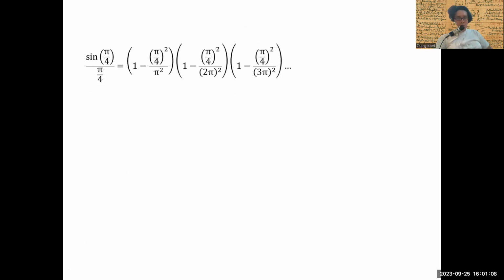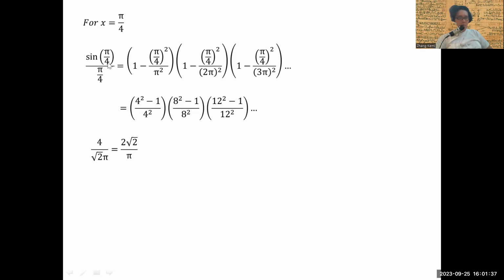So using the same technique, now I'm going to do it for x equals pi over 4. For pi over 4, it is exactly the same as what we have just done initially. So in this case, it will be 4 squared minus 1 over 4 squared, 8 squared minus 1, 12 squared minus 1, etc., because I just re-evaluate all my respective terms in the product. Thus on the left-hand side, this equals 4 over root 2 of pi, which simplified will be 2 root 2 over pi.